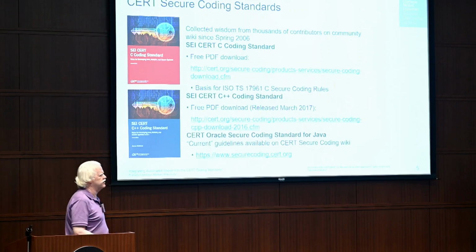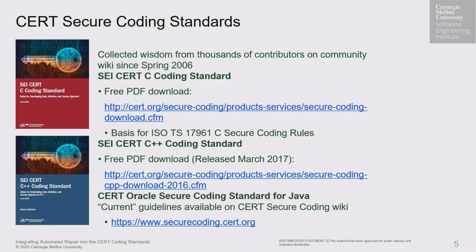So the first is the SEI CERT Coding Standards. We have 5 coding standards right now, one for C, C++, Java, and Perl, and there's also a space for Android-specific rules. So the CERT C and C++ ones have been published both in book form and in ebook form. The ebooks are freely downloadable from these websites. They were published in 2016 and 2017, respectively, for C and C++. And we also have a dead tree edition of the Java coding standard.